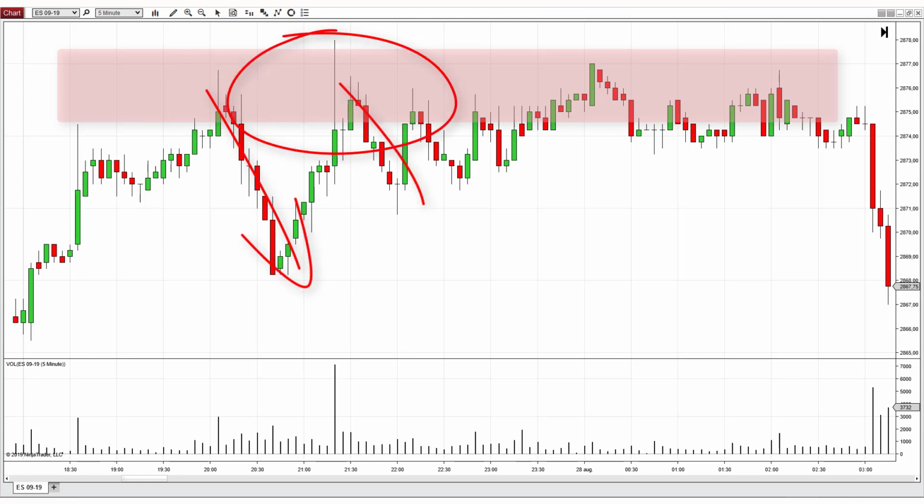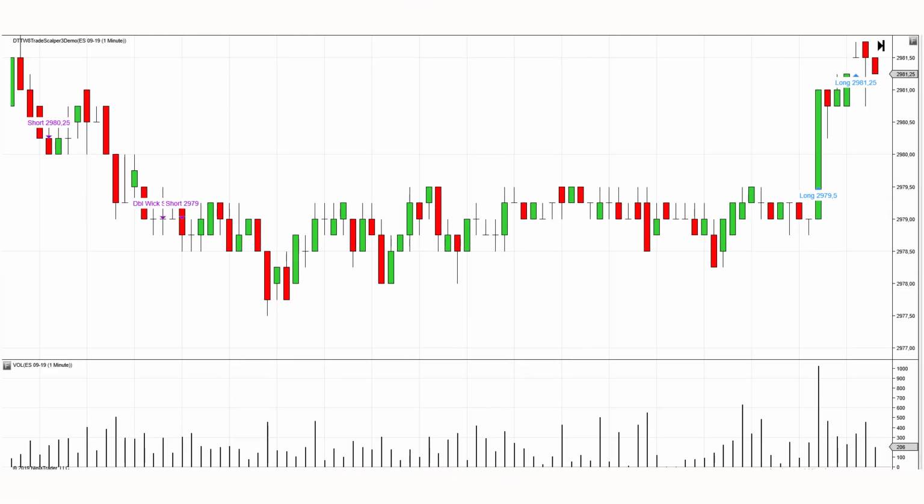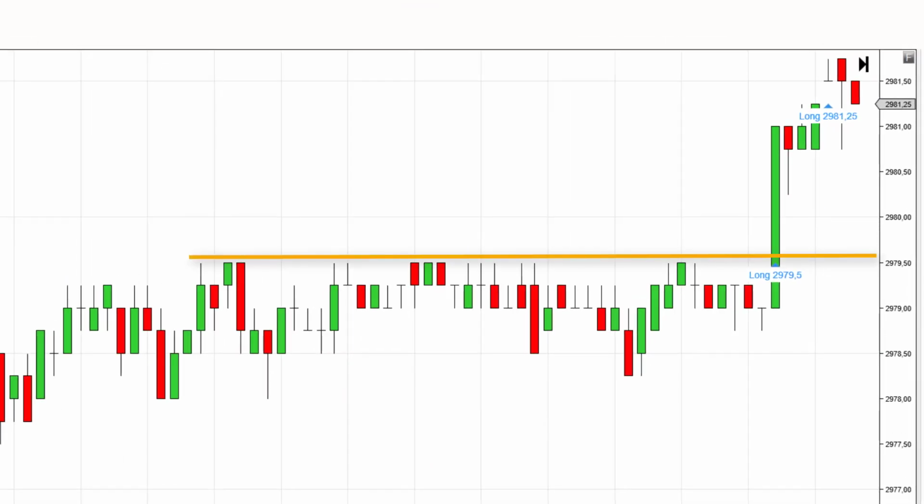Let's take a look at a 1-minute intraday chart of the E-mini S&P 500. Here we have a textbook example of resistance right here at 29.7950. Now we can all see that the resistance line here can be drawn like a straight line. The market stays below this resistance line for a long time. It tries to break through, but the sellers keep pushing the price down.